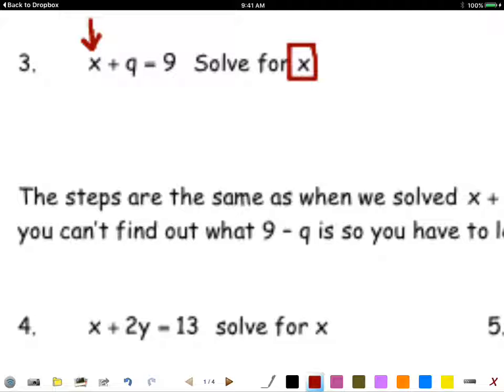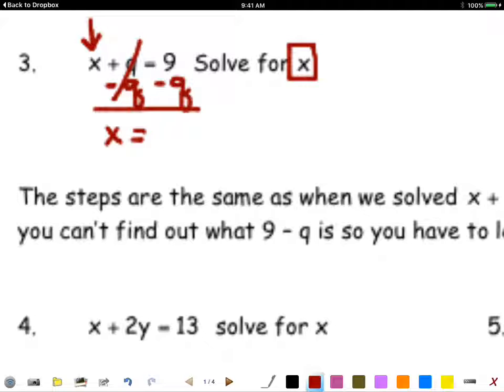Okay, don't let the whole fact that it's a variable throw you off. Okay, so we're going to subtract q here. It means we have to come over here and subtract q, because what you do to one side of the equation, you have to do to the other side. All right, well, q minus q goes away. We're left with x equals.